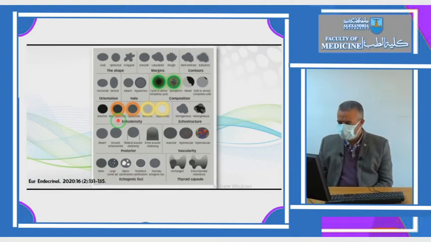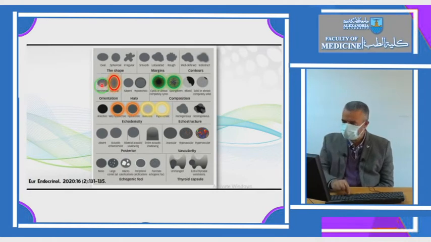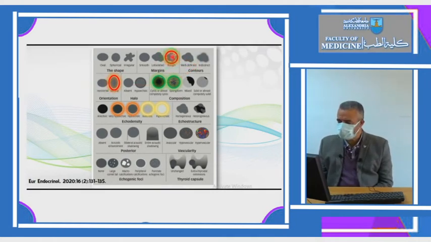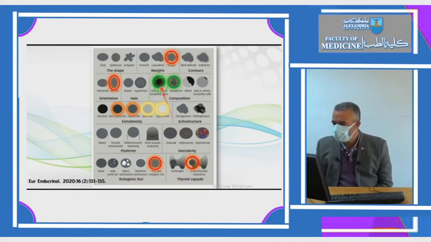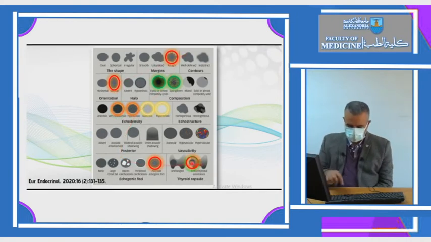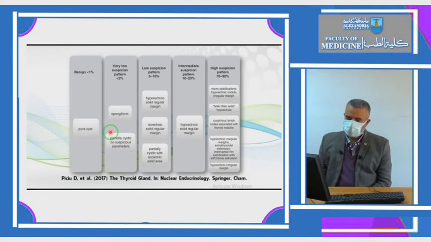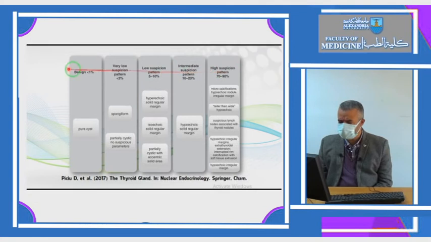How about the very high risk? The very high risk comes for those who have vertical orientation rather than a horizontal orientation, those who have irregular borders, those who have microcalcifications, and finally, those who have extrathyroidal extension. So starting from a benign profile, a very low risk, a low risk, a high risk, or a very high risk, that's why after performing the ultrasound, you would classify the thyroid nodules into these classes.